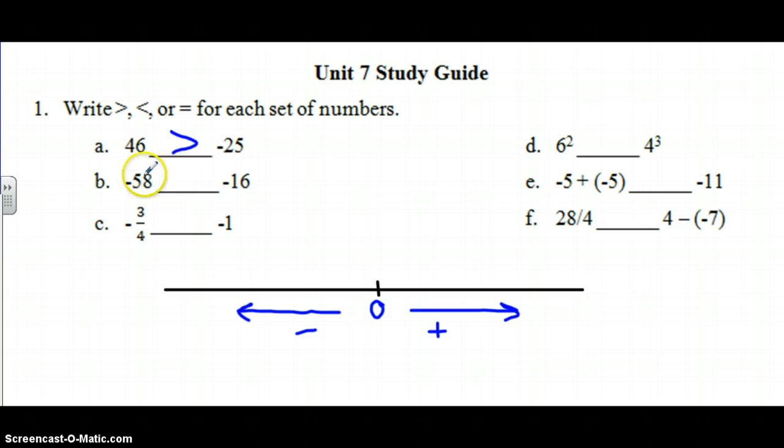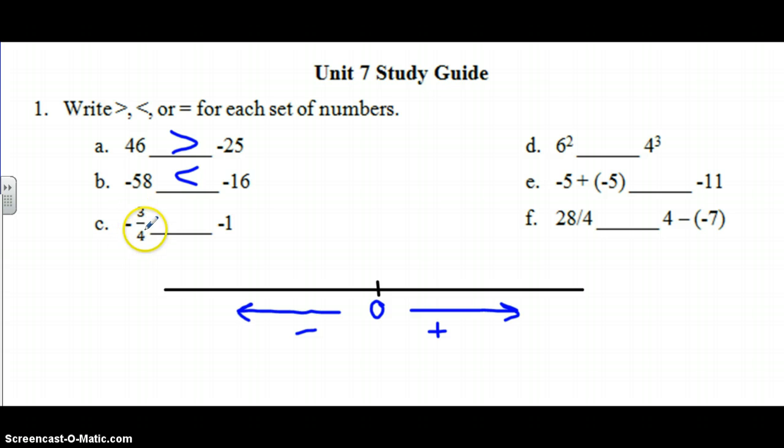For B, negative 58 is less than negative 16 because when we start with a number line, if here's 0, negative 1 is going to come here, negative 2, negative 3, negative 16 would fall before negative 58. Negative 16 is closer to being in the positives than negative 58, so it's a smaller number.